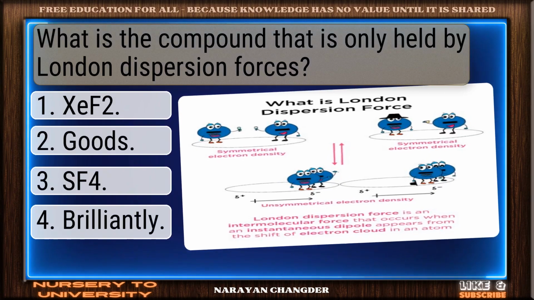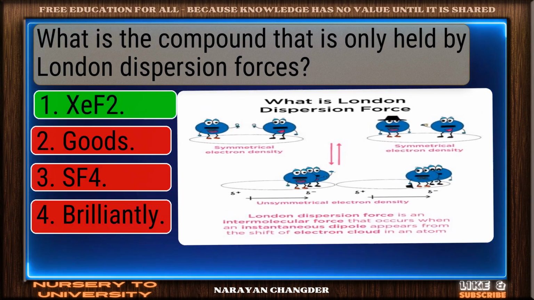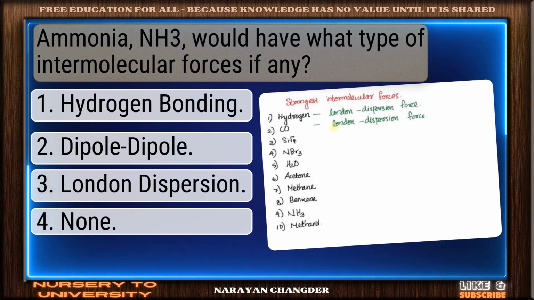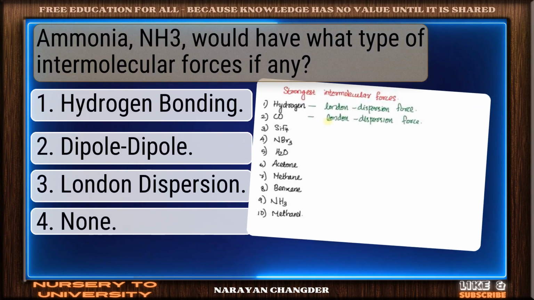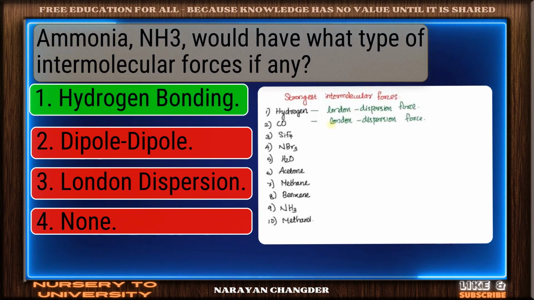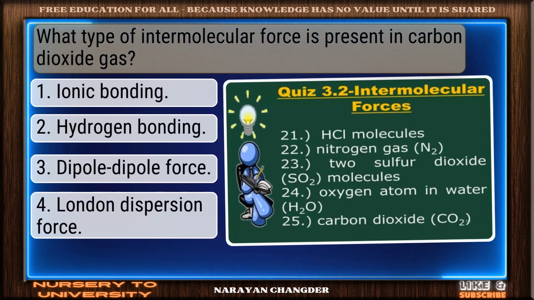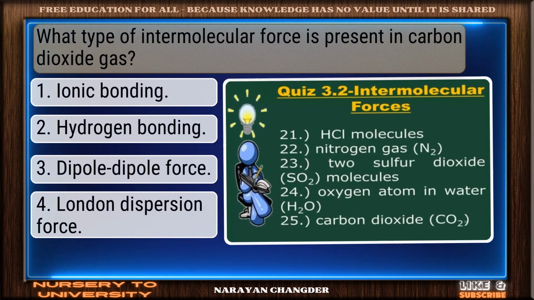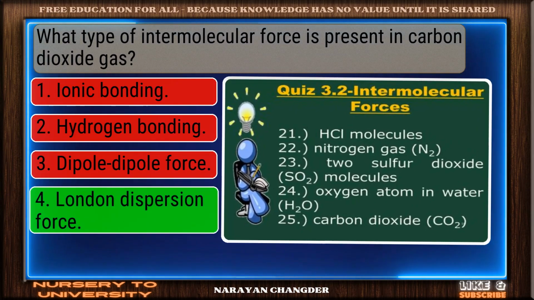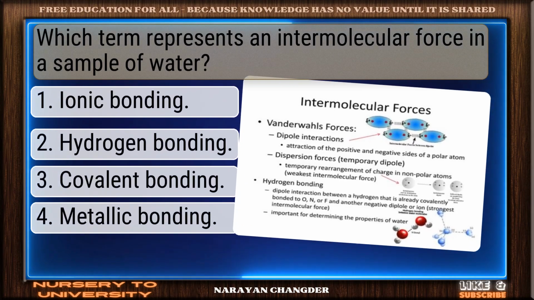What is the compound that is only held by London dispersion forces? Nice selection. CsF2 is the correct and valid answer. Ammonia NH3 would have what type of intermolecular forces, if any? You got it. Your choice hydrogen bonding is right. What type of intermolecular force is present in carbon dioxide gas? You chose London dispersion force, and it is correct. Which term represents an intermolecular force in a sample of water?